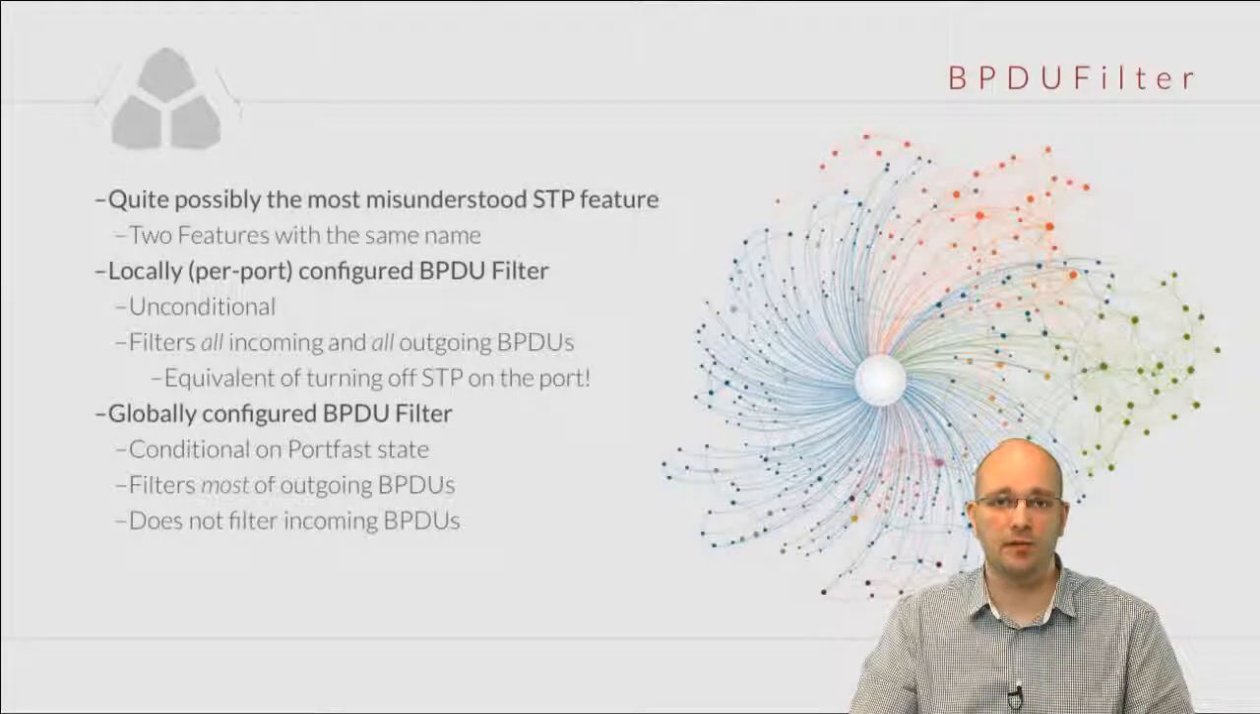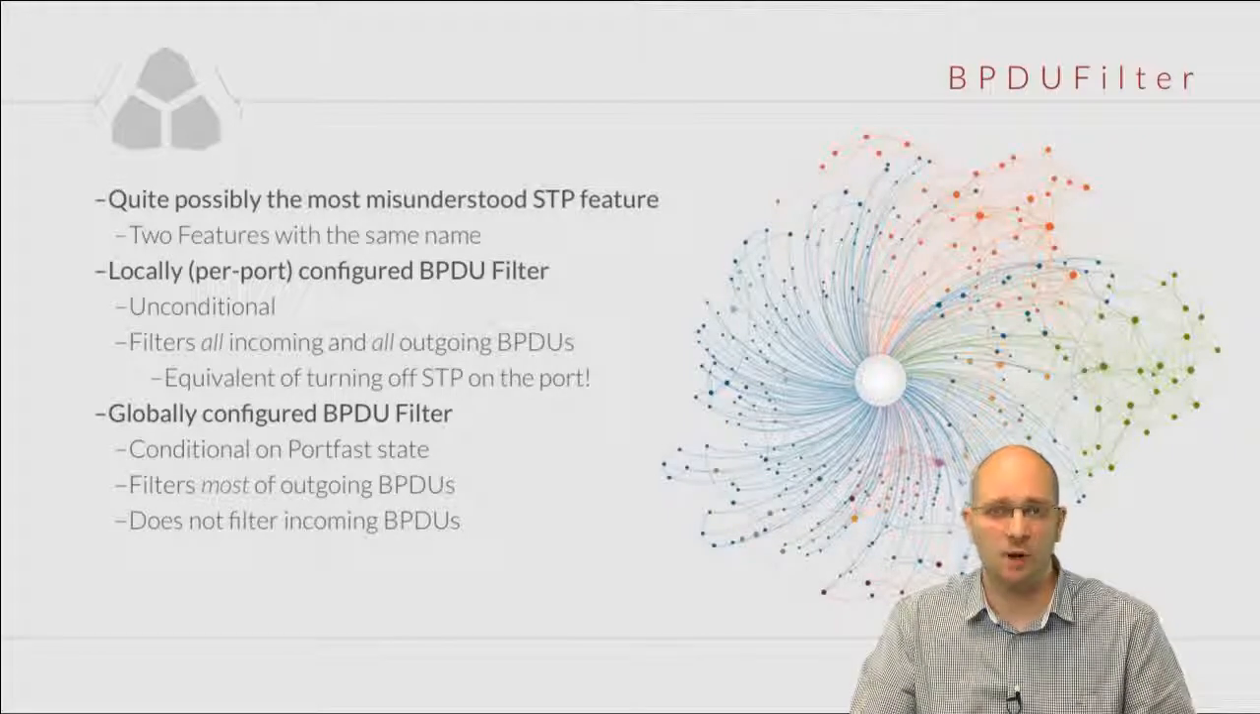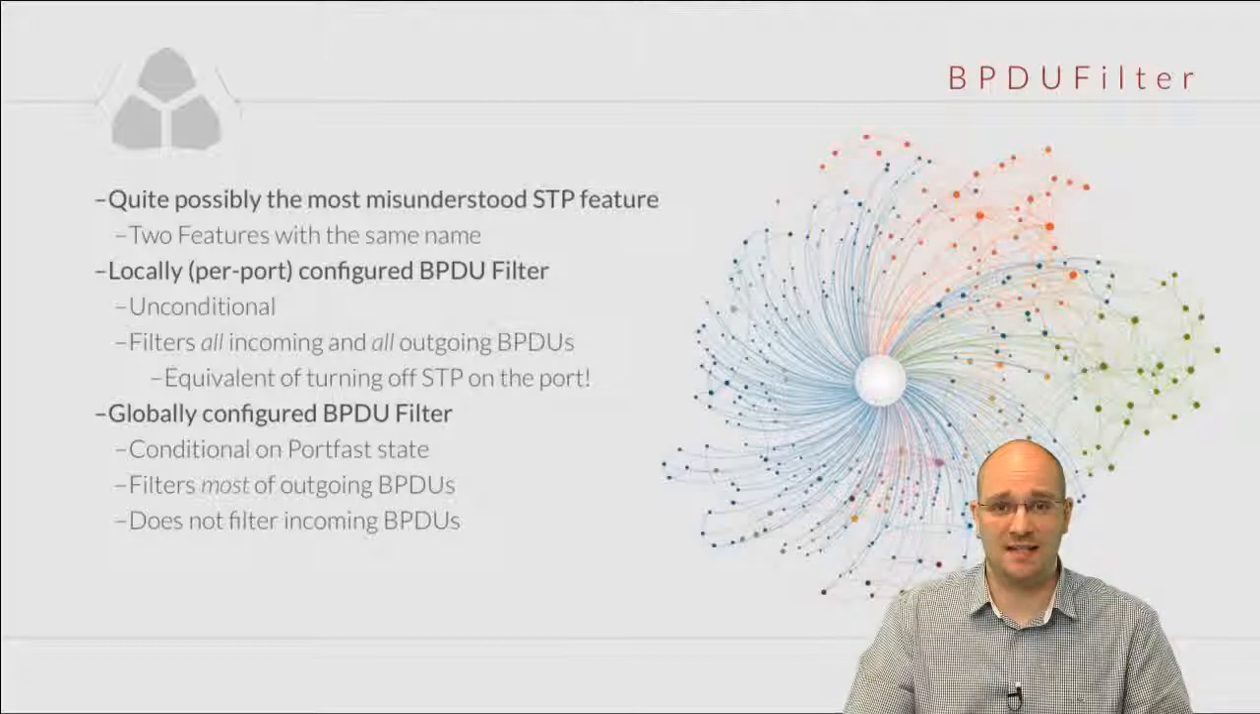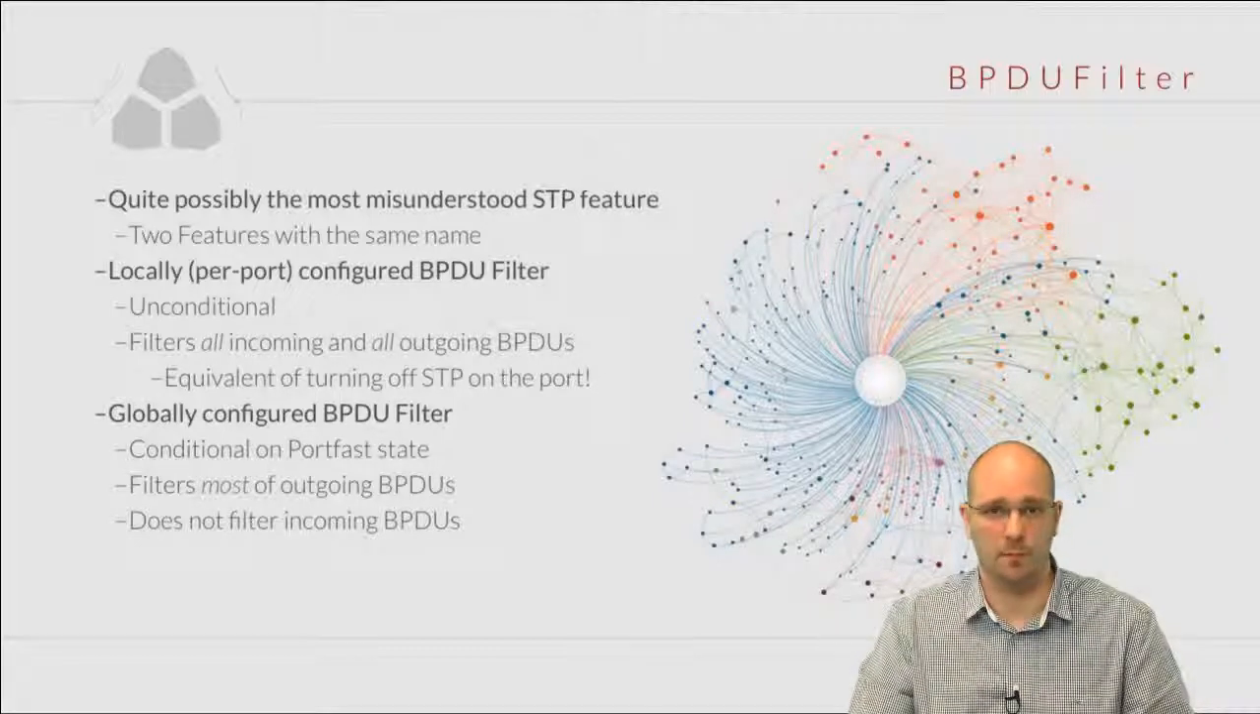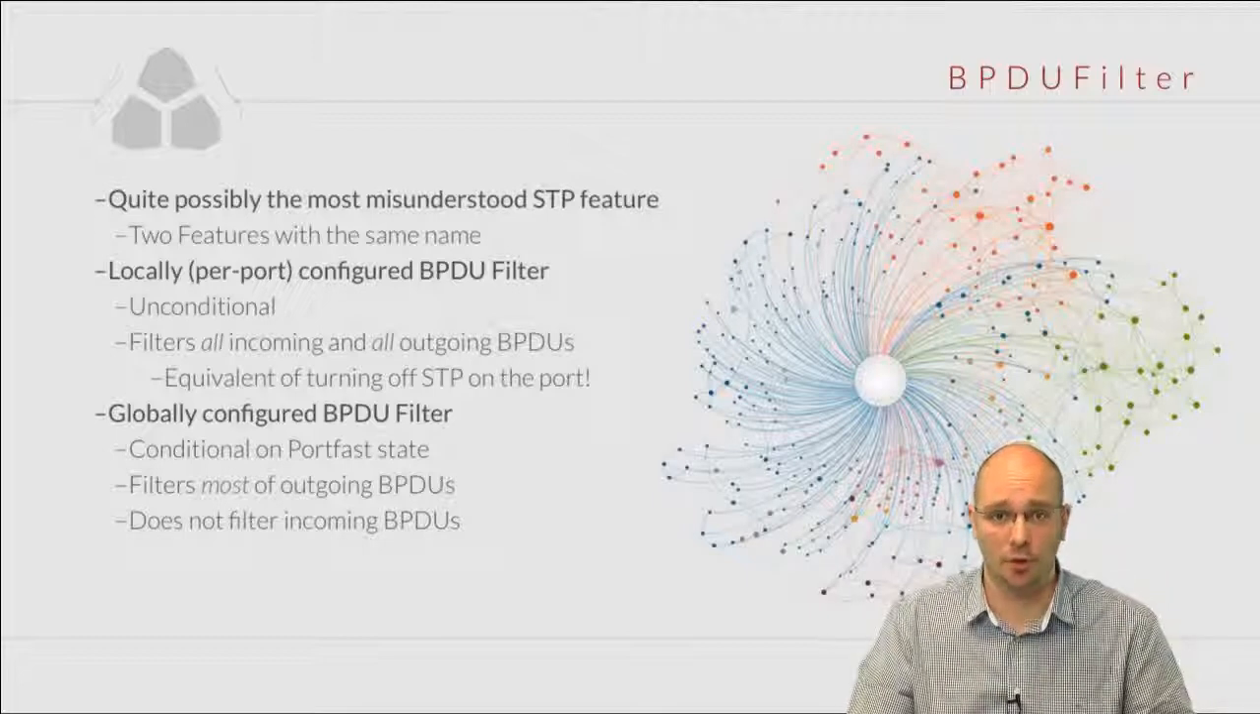Spanning tree BPDU filter is Cisco's enhancement to the spanning tree that is quite possibly one of the most misunderstood features on Catalyst switches. The reason for that is that there are really two features that carry the same name, the BPDU filter. Which feature gets enabled depends on how you configure the BPDU filter. There are two ways of doing it. One is per port and the other one is globally as part of the PortFast configuration.